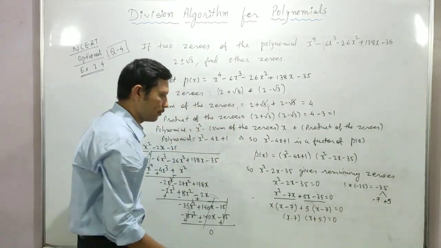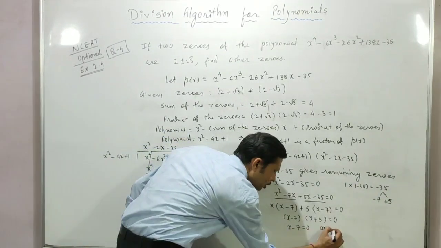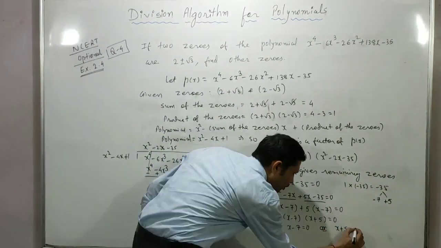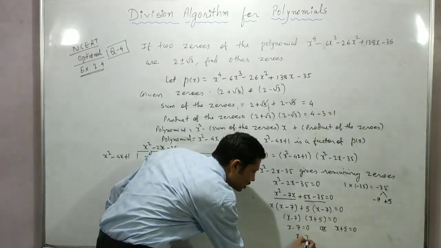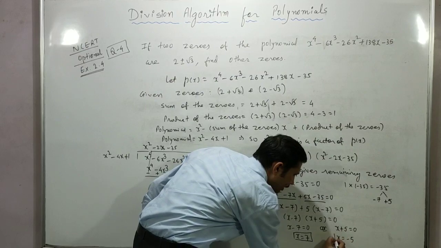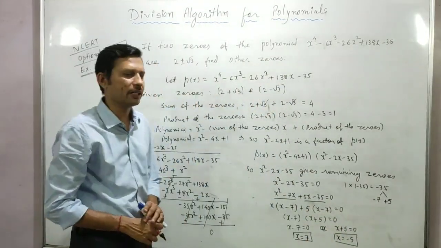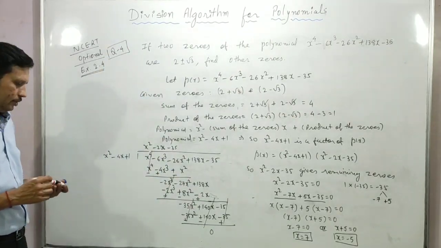that is equal to 0. So when I compare here, x minus 7 is equal to 0, otherwise x plus 5 equal to 0. So what does x equal? Plus 7, and here x equals minus 5. So plus 7 and minus 5 are the remaining zeros.